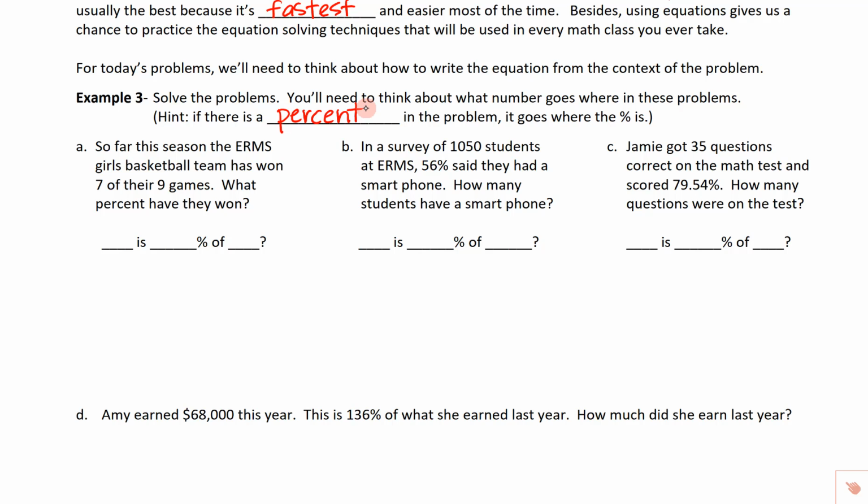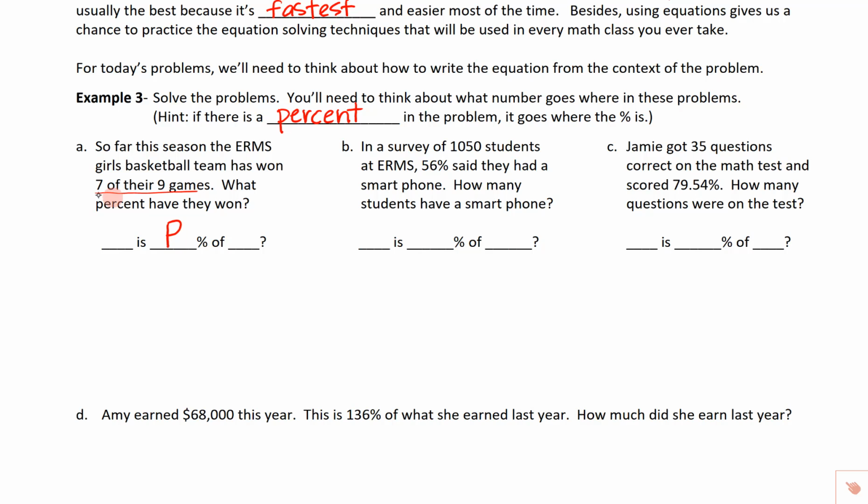So our first example, 3A. So far this season, the ERMS girls basketball team has won 7 of their 9 games. What percent have they won? So we kind of could think about it in a couple different ways. First, what don't we know? What percent have they won? We don't know the percent, so right away I'm going to put a P where that percent symbol is.